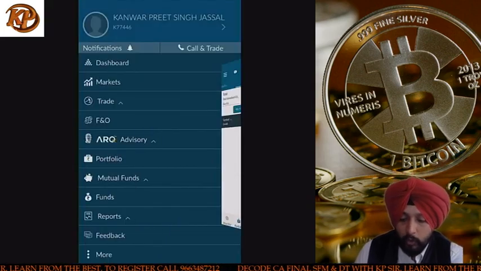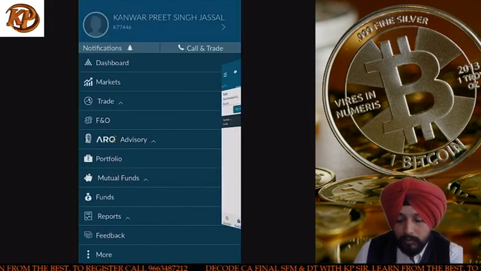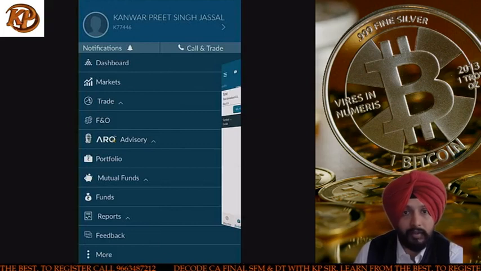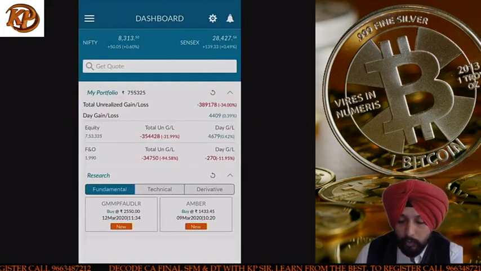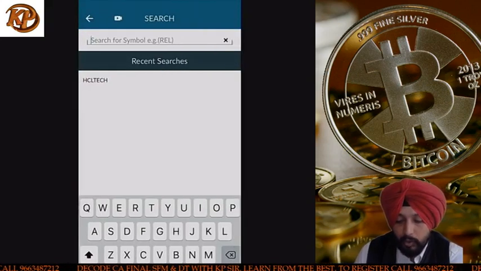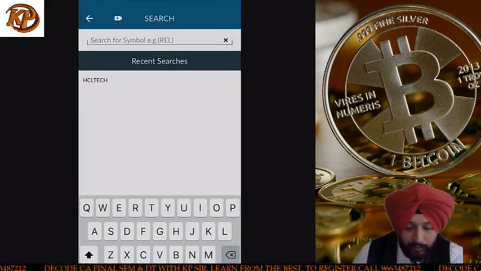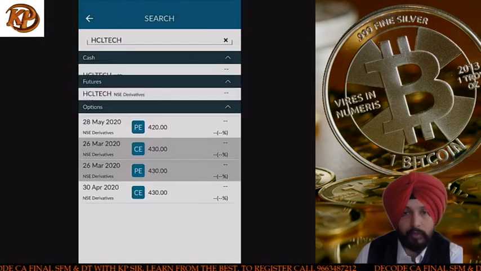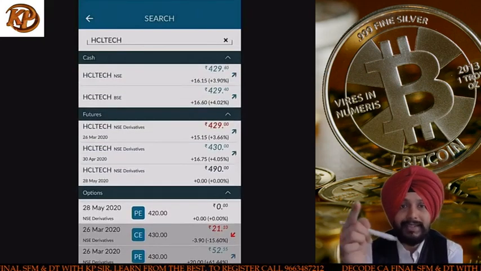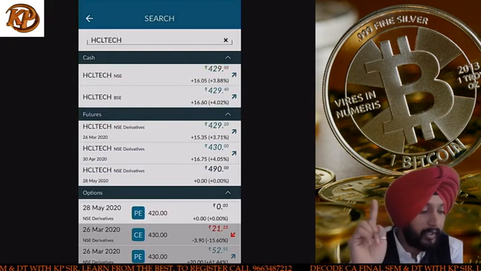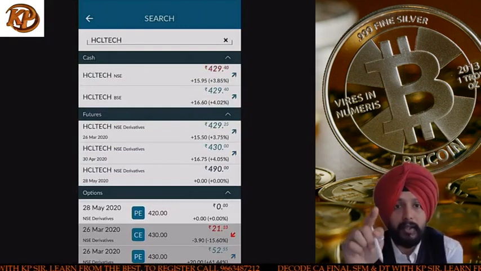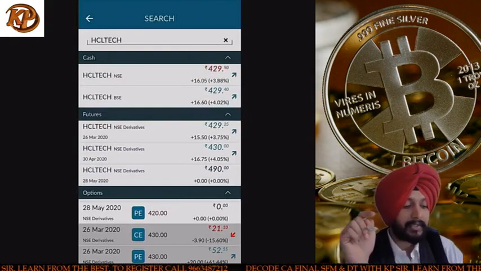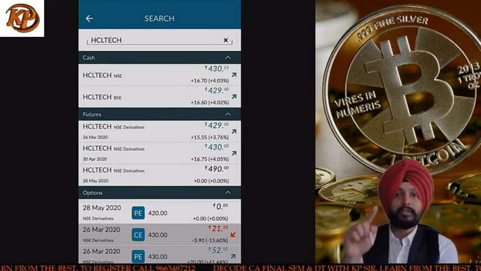So if I go to the dashboard, I'll show you one active trading. If I go to the dashboard and try to find a quotation for HCL Tech, you find there that we have a price available in both NSE and BSE. NSE price is 430 right now.